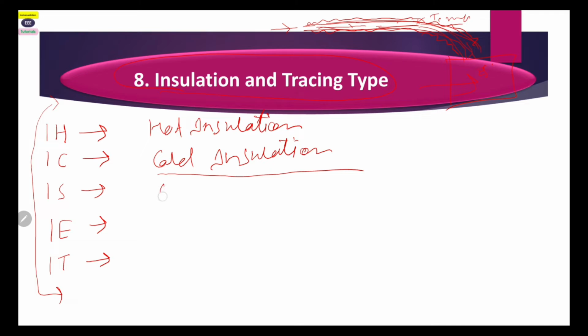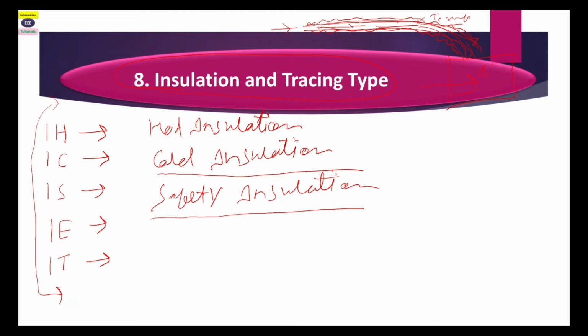IS is the safety insulation. Some process lines also require safety insulation, and it is very important. It is generally used whenever your line has some explosive fluid, and if it comes out of that line and any spark or spark-generating source is available, there may be an explosion. So this is the safety insulation.